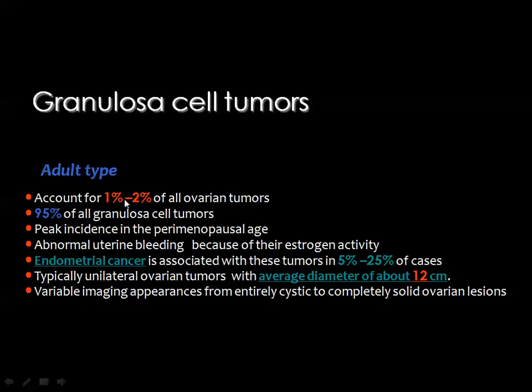This adult type represents about 1 to 2% of the ovarian tumors, and mostly they are the granulosa cell tumors or this germinoma. Then you should remember that these tumors are big and the age of the patient is usually young. Endometrial cancer is associated with these tumors in about 5 to 25% of the cases.